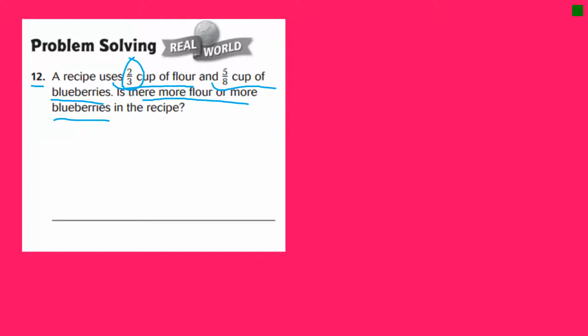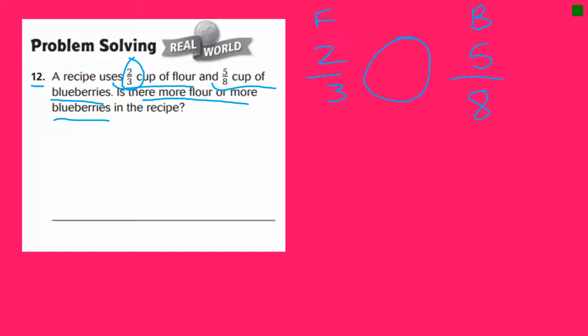Okay, so 2/3. I'm going to put an F up here for flour. 5/8. What was this? Blueberries. I'll put a B up there for blueberries. All right, let me think now. 2/3 and 5/8. Nothing is equivalent to half. They have different denominators. Here, we can even put the little circle there.